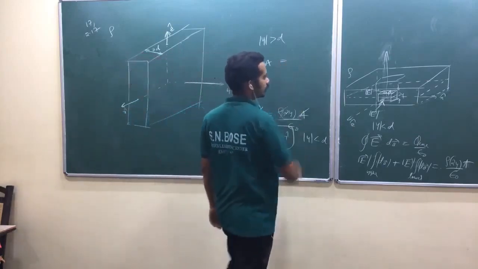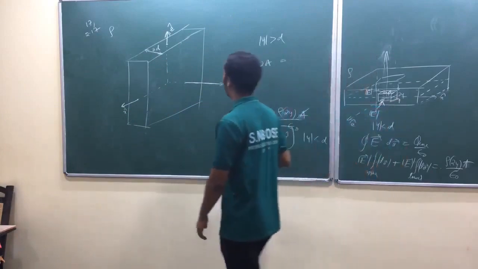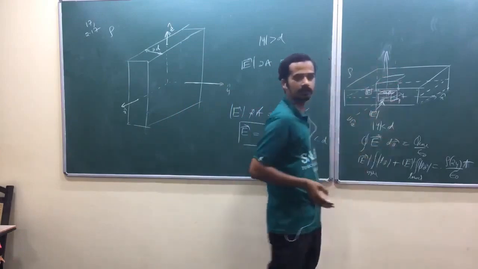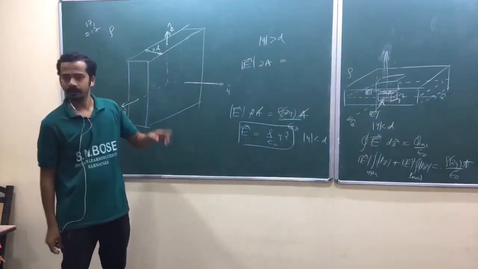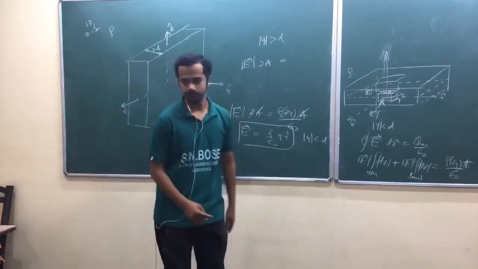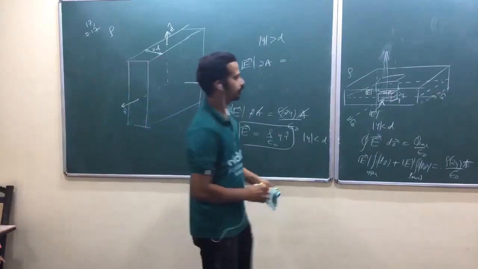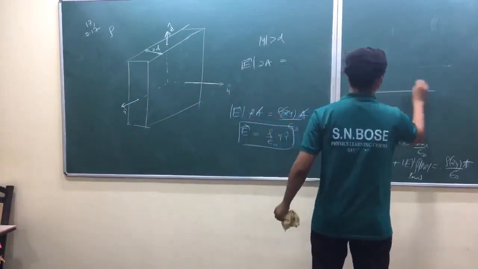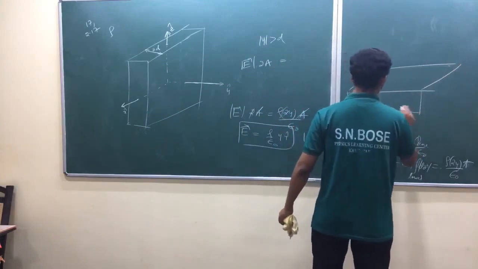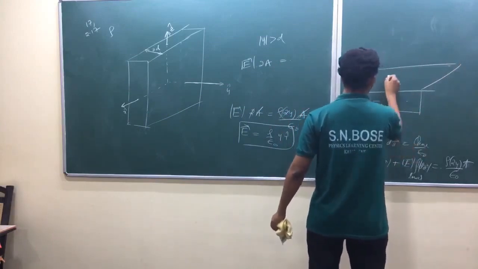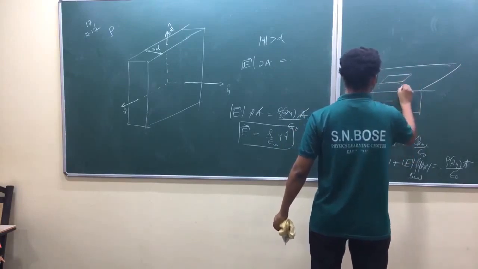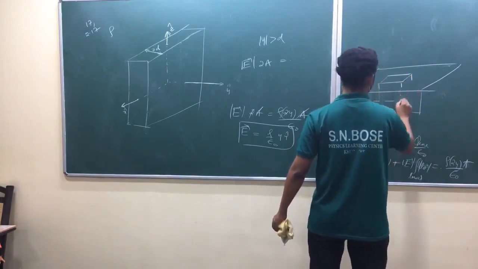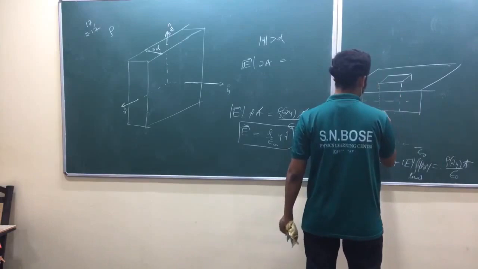So, charge enclosed. Now look at here. When you take a surface like this, only the slab region will enclose the charge. And what is the volume? Area into 2D. Again, it's very difficult to draw. So now I have to run my Gaussian surface like this. Is that okay?